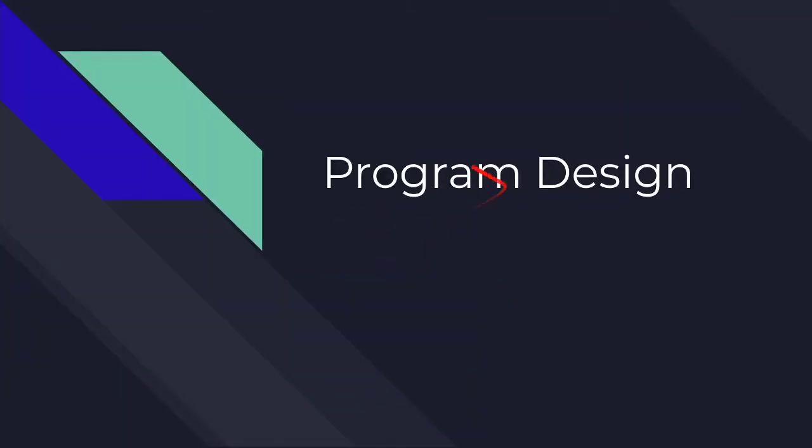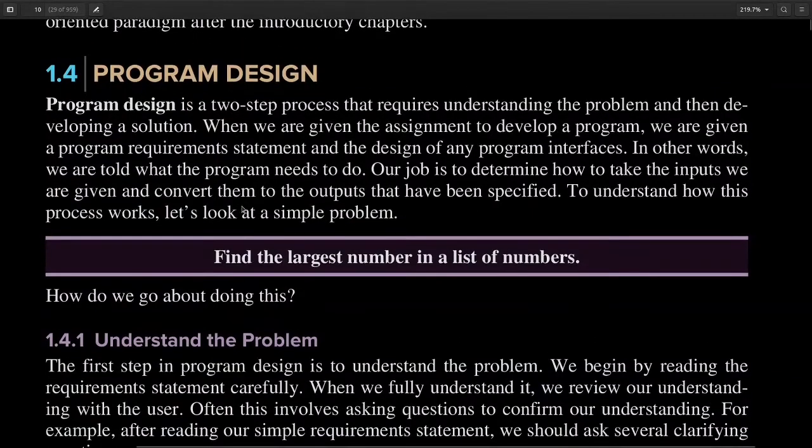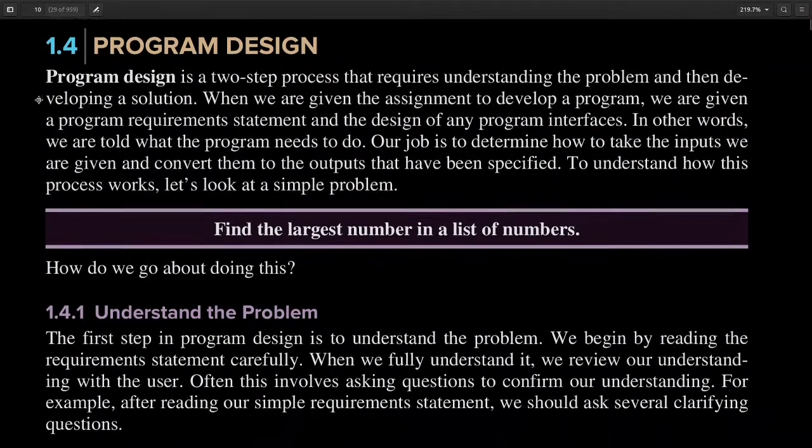Hello coders, in this video I'll be discussing program design. We will take a problem and see how we can develop a program for that particular given problem. First of all, we need to understand what program design is.